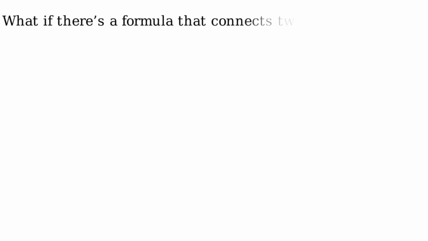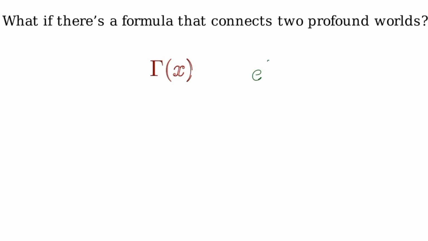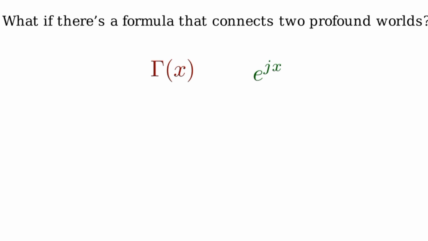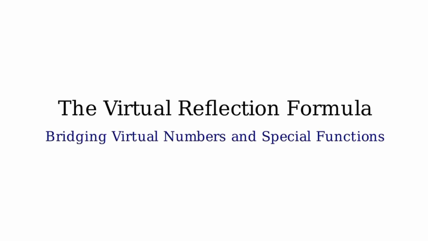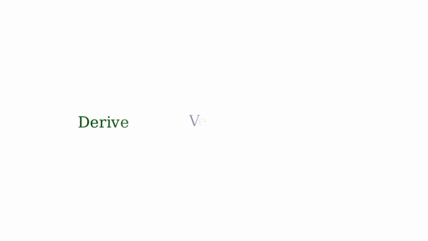Hey there. What if I told you there's a formula that connects the virtual exponential directly to the gamma function, one of the most profound mathematical objects out there? Today, we're going to unveil what I call the virtual reflection formula. This result bridges the virtual Euler formula with the fundamental properties of special functions. And don't worry, we'll derive it, verify it, and explore its deeper meaning step by step.